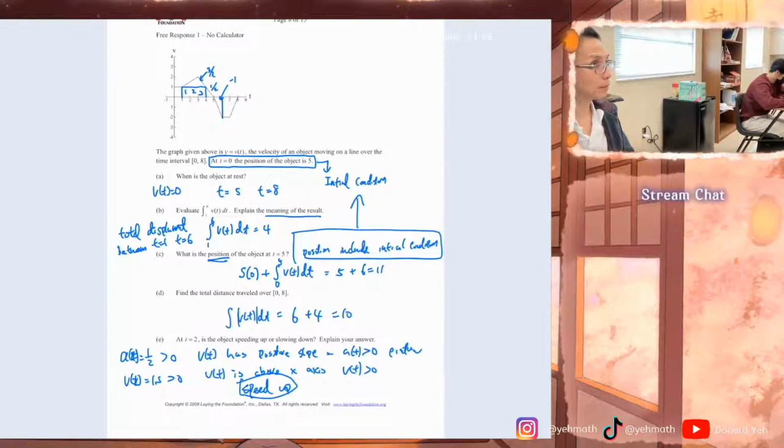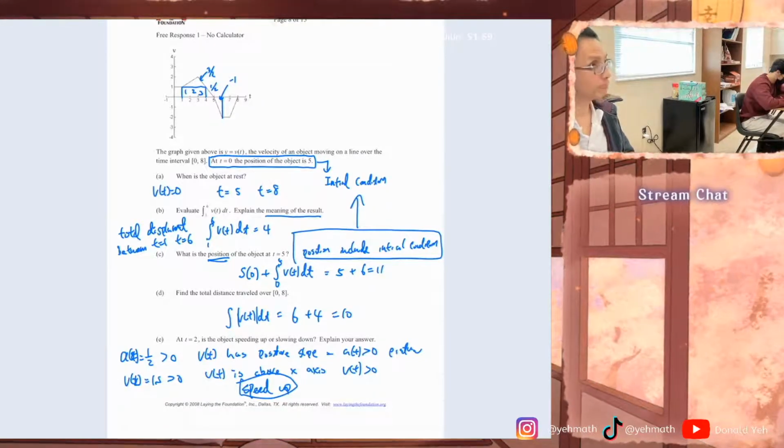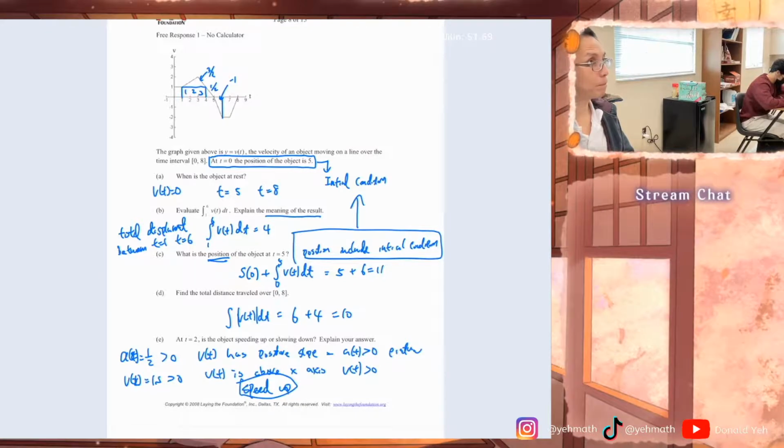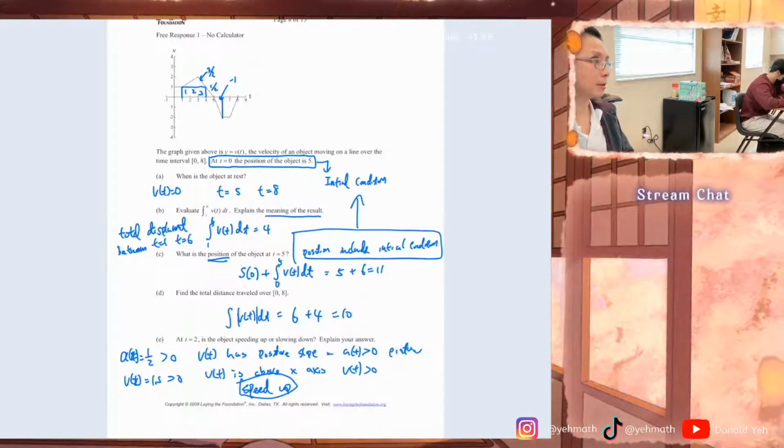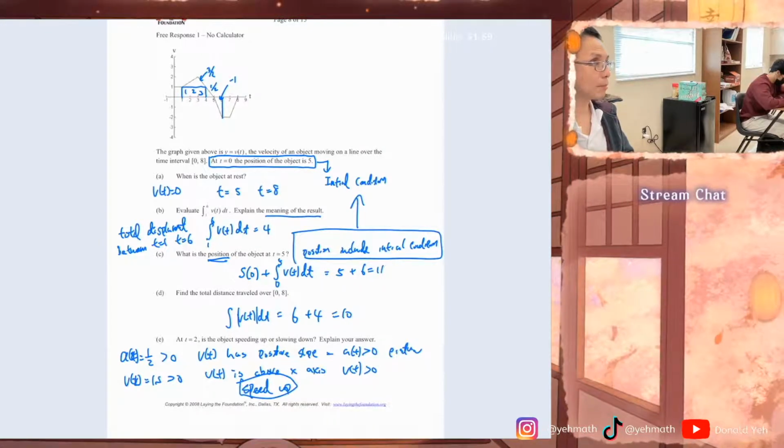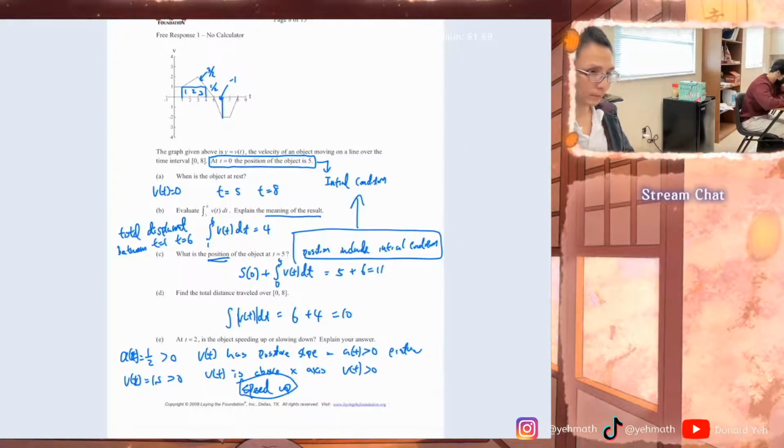Would it count if we said that v of t is positive and a of t is positive, so it's speeding up? Yeah, you can. You can say greater than 0 or positive. That means exactly the same. Okay.